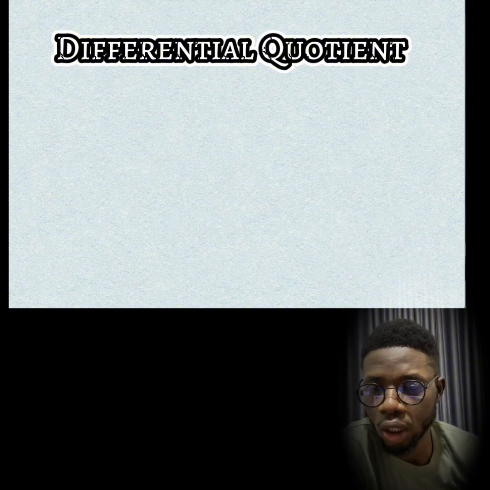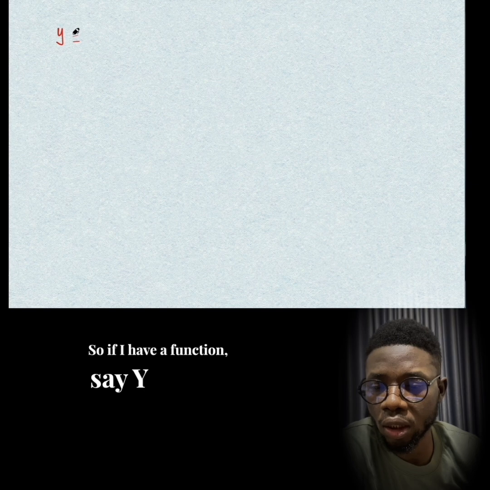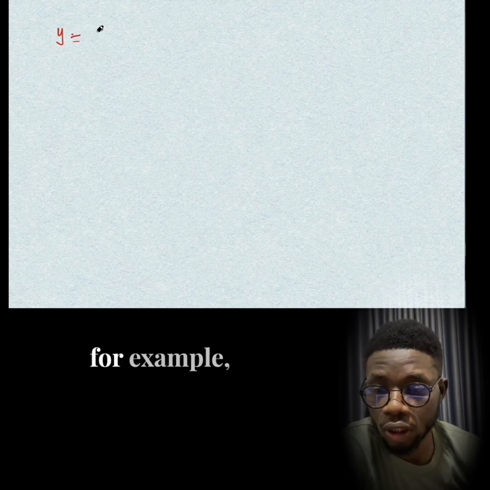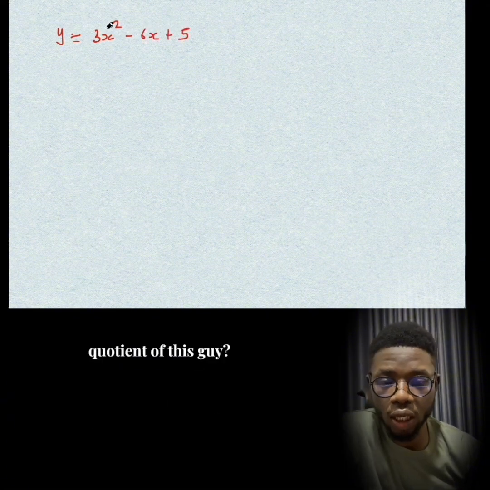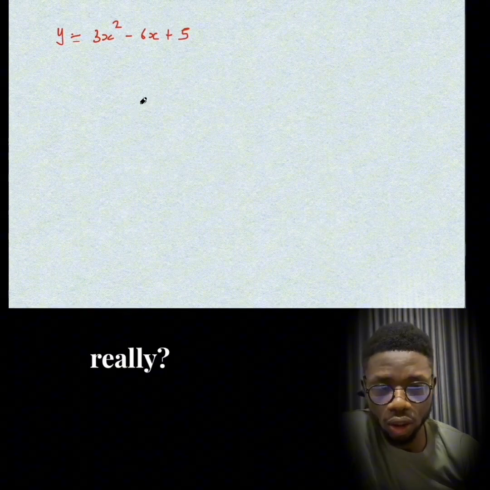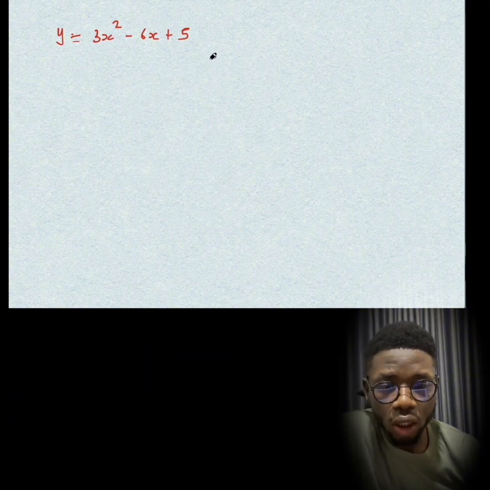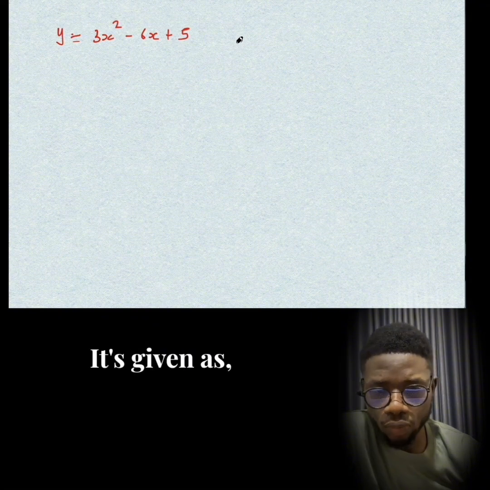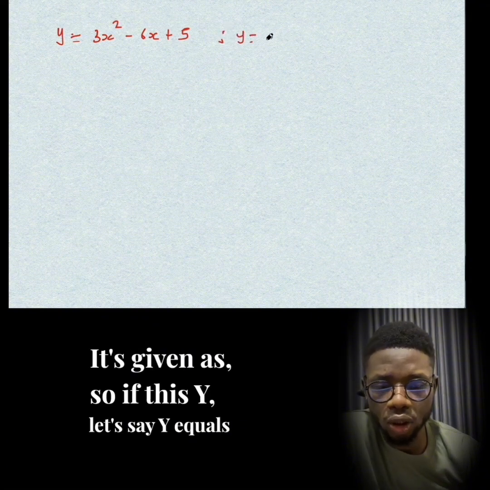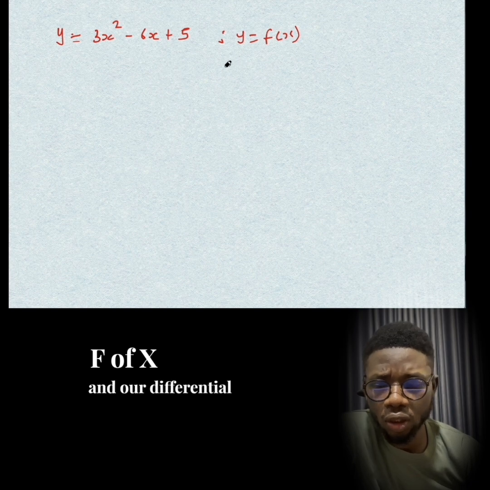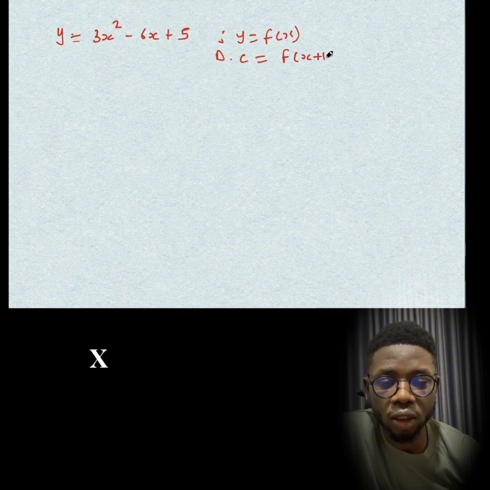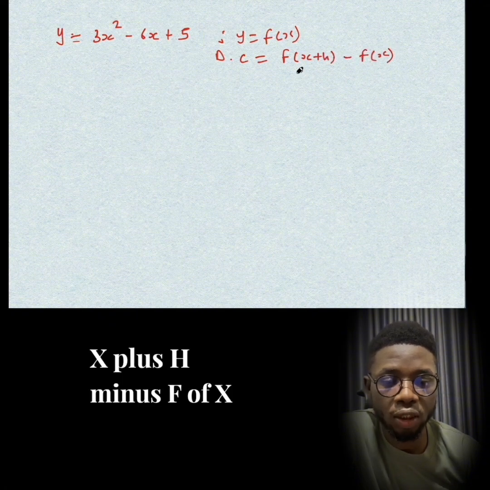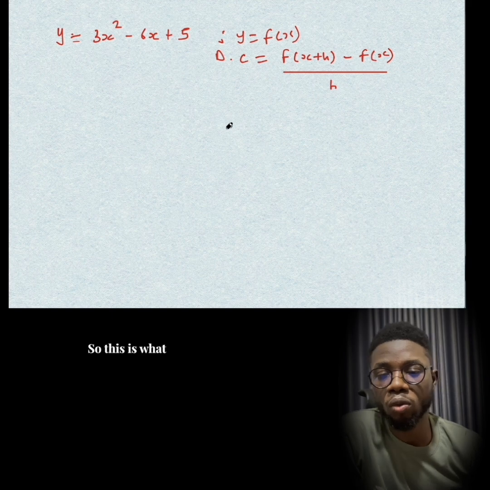The differential quotient. So if I have a function, let's say y equals 3x squared minus 6x plus 5, how do I find the differential quotient of this? And what do I mean by differential quotient really? Our differential quotient is given in this form. If y equals f of x, then our differential quotient is going to be f of x plus h minus f of x, divided by h. So this is what the differential quotient would be.